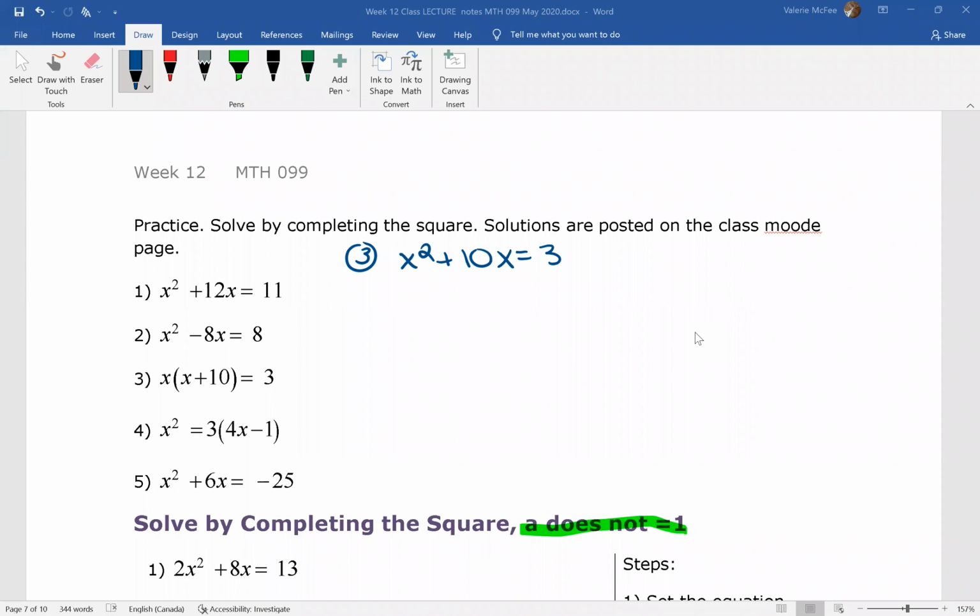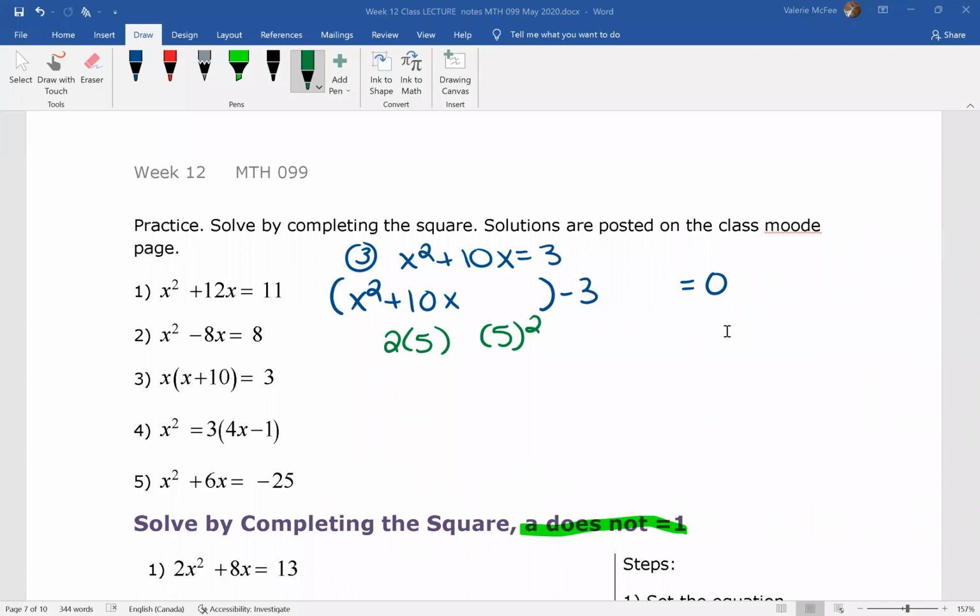The first thing you should do here is, of course, open the brackets. Now you can follow the steps that were given in the lecture. We subtracted 3 from both sides to make the equation equal 0, bracketed the first 2 terms, and now we're going to create our perfect square trinomial inside the brackets.